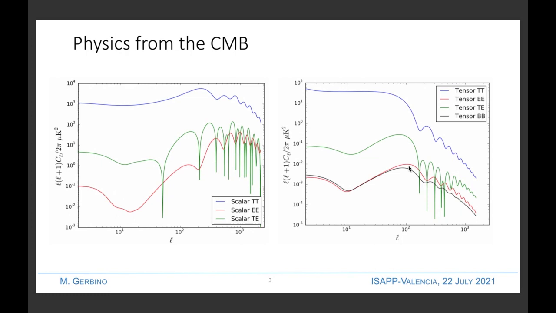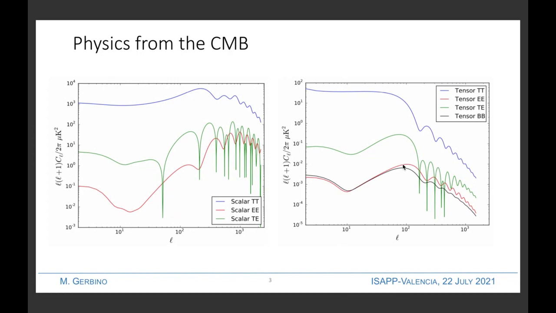The same bumps can be observed here on the right plot in EE and BB. We have the reionization bump here, which is generated by the same physics that is producing the reionization bump in the scalar case, plus this additional bump here at L more or less 100 that corresponds to the recombination bump. So this is the peak that we expect in the tensor power spectra due to the fact that we are sourcing polarization in tensor polarization at the time of recombination.